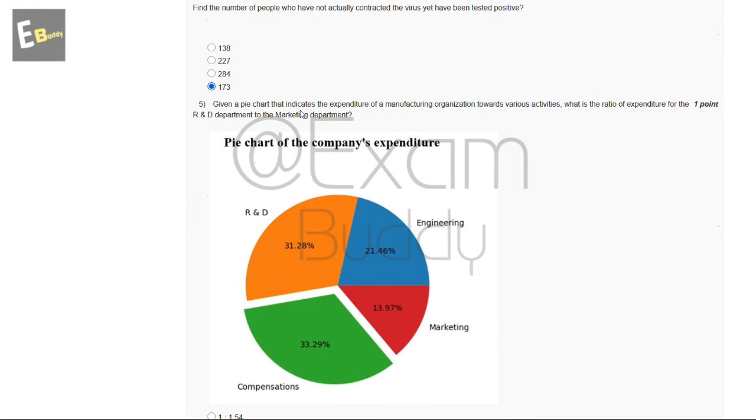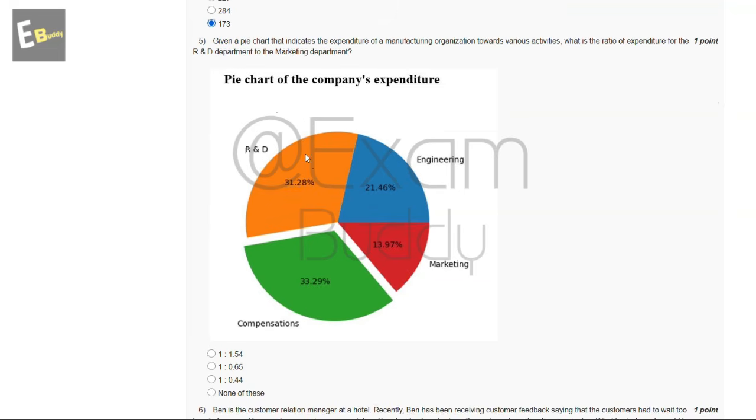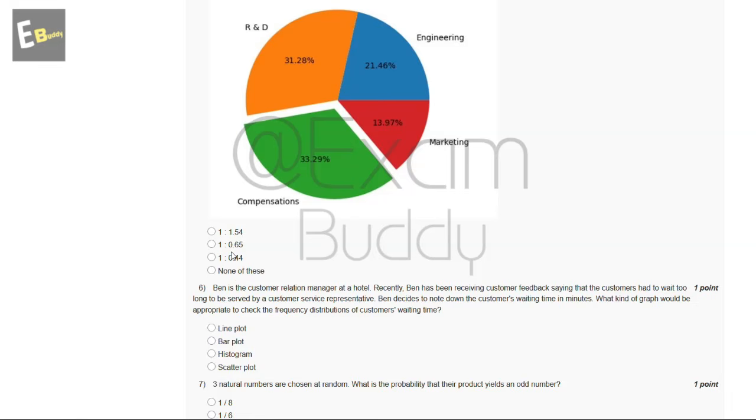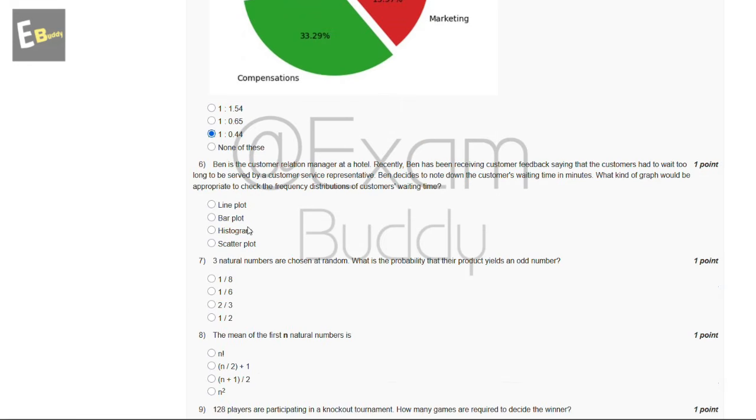Given a pie chart that indicates the expenditure of a manufacturing organization toward various activities, what is the ratio of expenditure for the R&D department to the marketing department? So this is the pie chart and these are the options and the answer of our fifth question is C, 1 ratio 0.44. And now let's go to our question number 6.